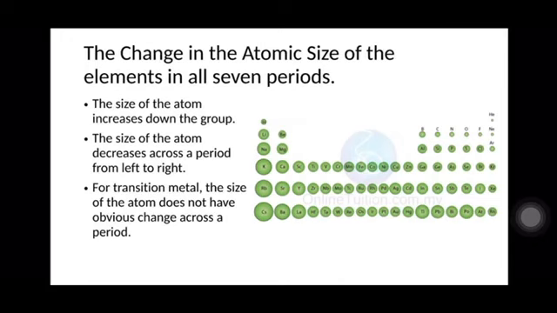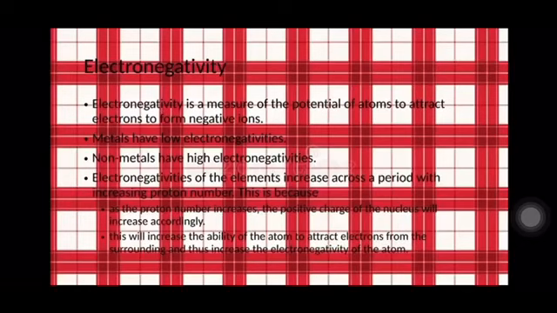Alright, now next, the third one, what you need to know is you have to be able untuk bercakap tentang electronegativity trends crossing period 3 ni. So apa benda tu electronegativity? Electronegativity ni dia adalah measure of the potential atoms to attract electrons to form negative.